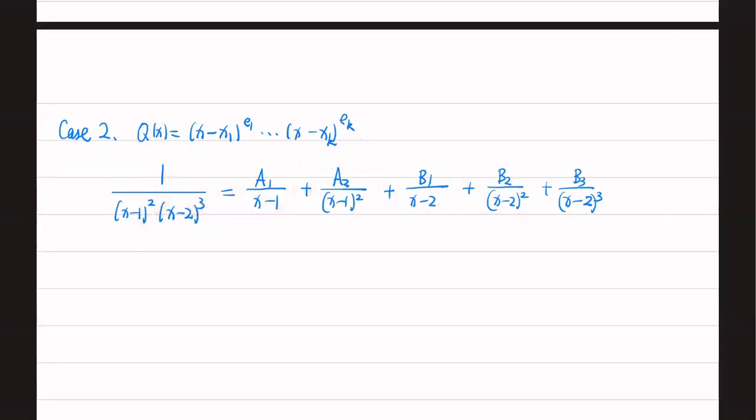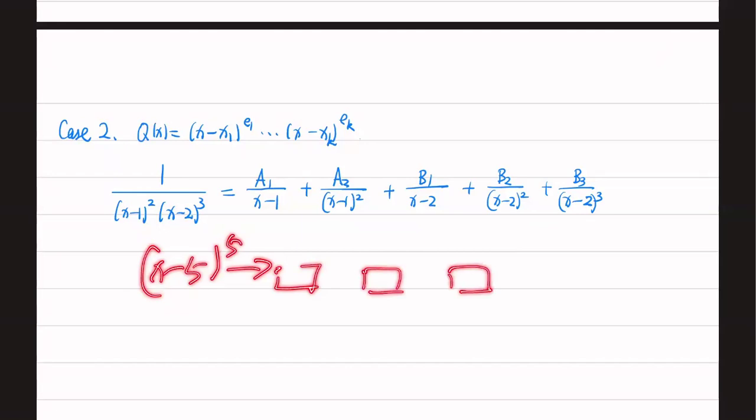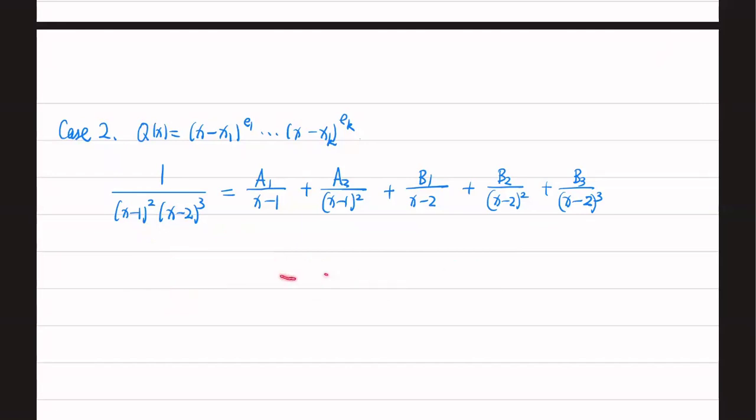Okay, Sophia, if we have x minus 5 to the fifth, how many terms do we have? 5. Okay, so it will be x minus 5, then x minus 5 squared, up to x minus 5 to the fifth power.